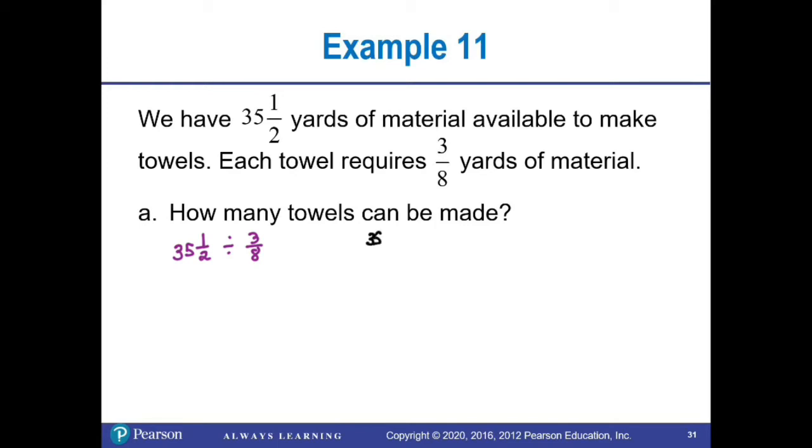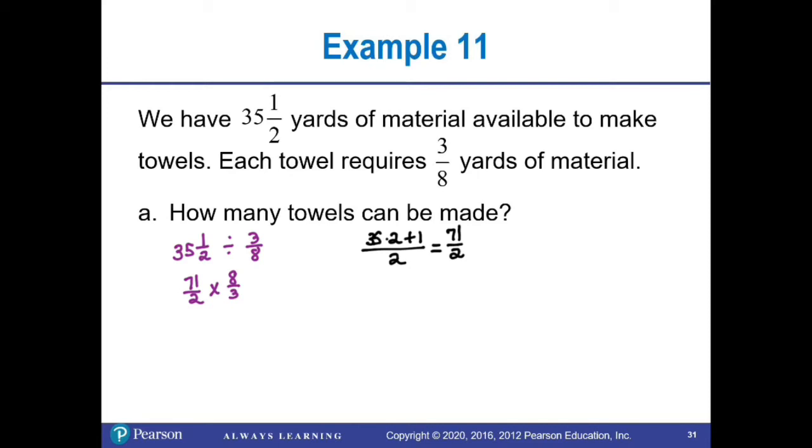Our whole is 35. The whole is divided into 2 parts, so multiply times 2, and we have one more part, divided by 2. 35 times 2 is 70, plus 1 is 71 over 2. So 35 and 1/2 is the same as 71 over 2. Change your division to multiplication and flip your second fraction. The reciprocal of 3/8 is 8/3.